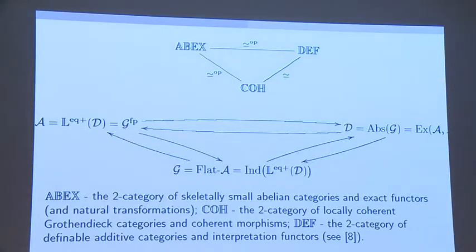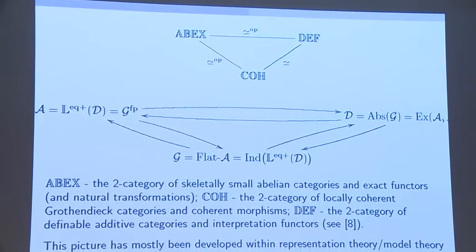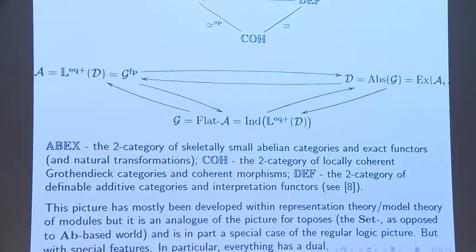Those are Grothendieck categories which are locally finitely presented. They've got a generating set of finitely presented objects, and those objects are actually coherent. One definition in this context is that every finitely generated subobject should itself be finitely presented. And the maps, well, I've called them coherent morphisms. They are just analogues of adjoint pairs where the left adjoint is exact and preserves coherent objects.